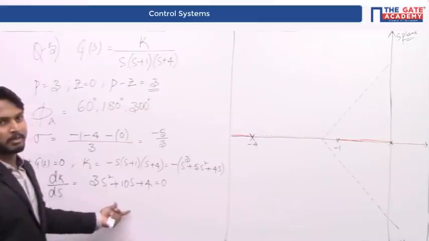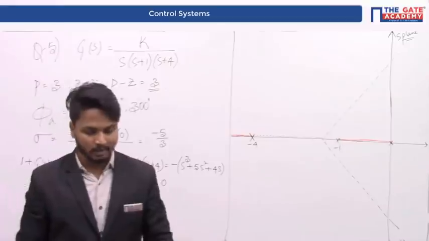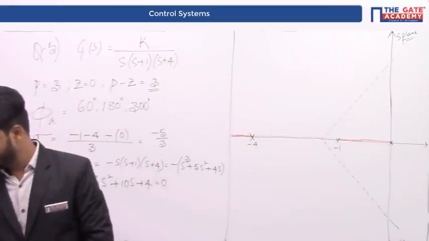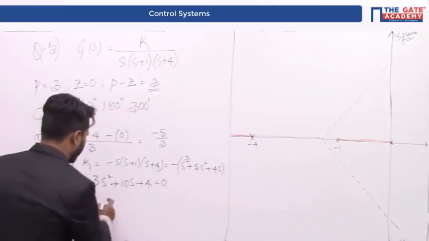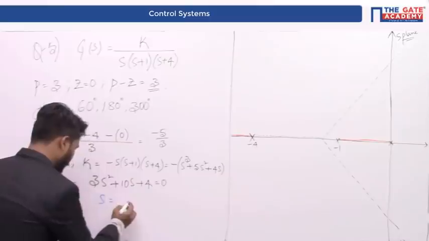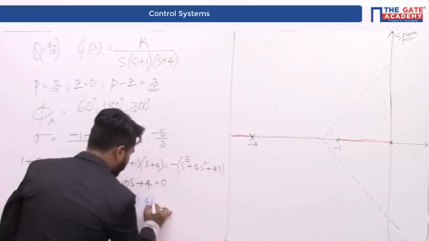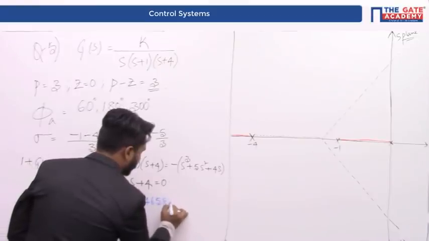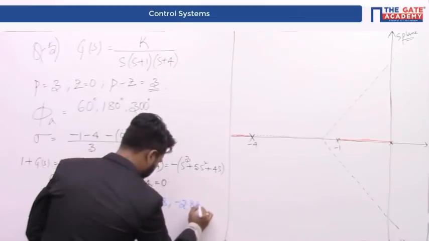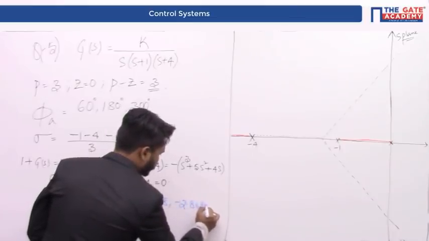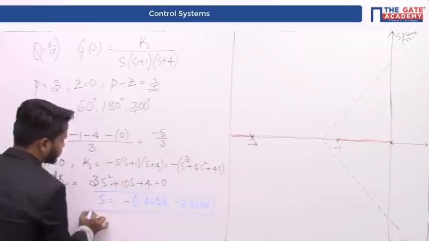If you solve this equation in terms of s, you will get the breakaway points. The breakaway points calculated by finding the roots of this equation are s equal to minus 0.4658 and minus 2.8685. So these are the two breakaway points.